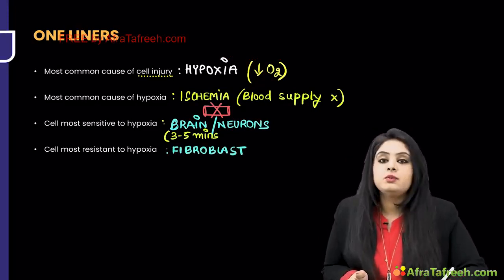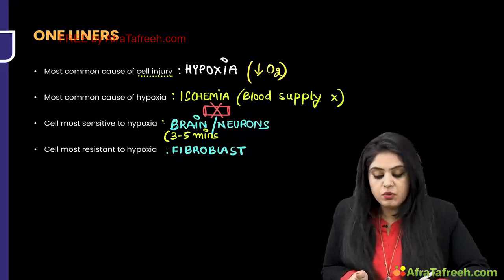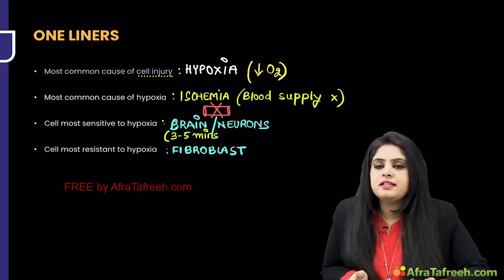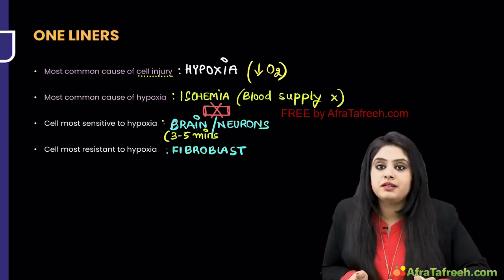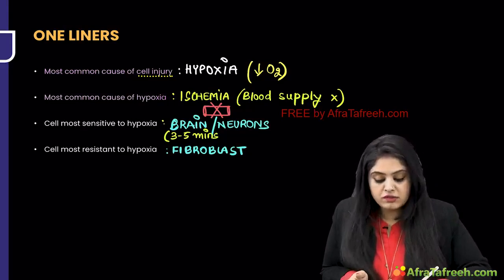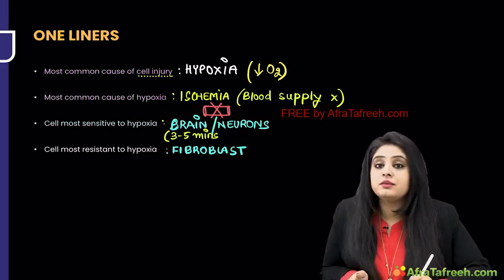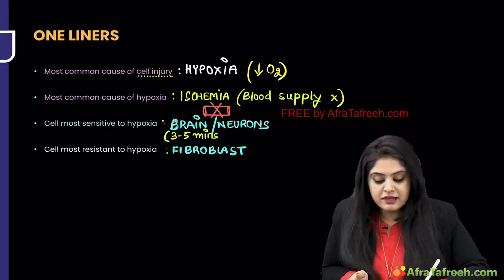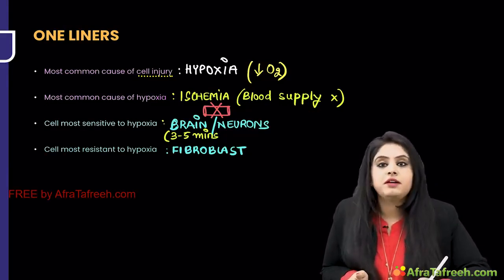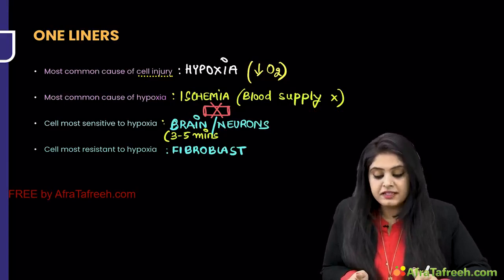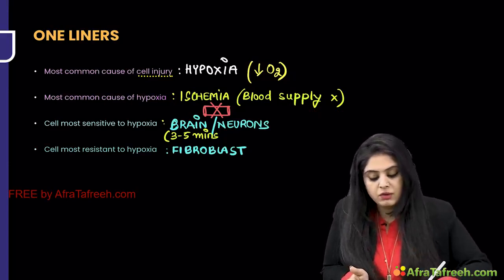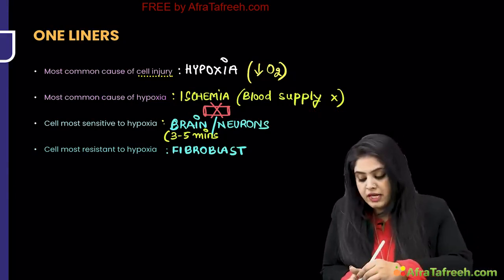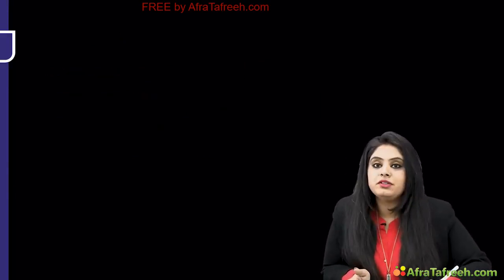So you started your journey with 4 one-liners. First one, most common cause of cell injury. Why is cell getting injured? Because the oxygen levels are going down, hypoxia. Next, what is the most common cause of hypoxia? Because the blood supply is not there. Next question, which is the cell most sensitive to hypoxia? That is the brain, the neuronal cells, and the cell most resistant to hypoxia, fibroblasts. Having said that, now let's begin with our actual journey and let's start reading about how this chapter is going to go forward. Before that, let me give you an overview about this chapter.